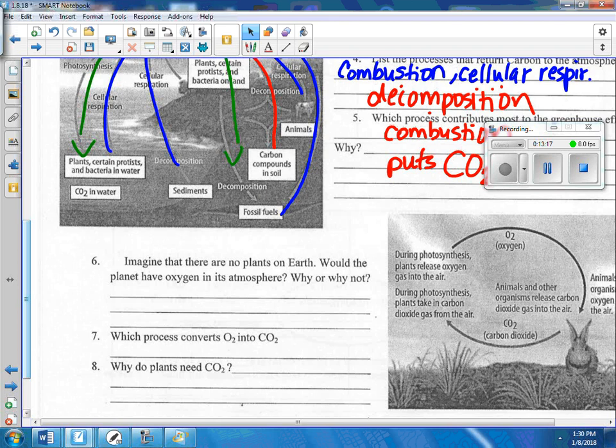That's worse. Imagine there are no plants on the earth. Would we have oxygen? Why or why not? This is a tricky question. And I know Mary knows this one. Lara, would we have oxygen? No plants. Take all the plants off the earth. Plants are trees. I'm taking off the trees too. Would we have any oxygen?